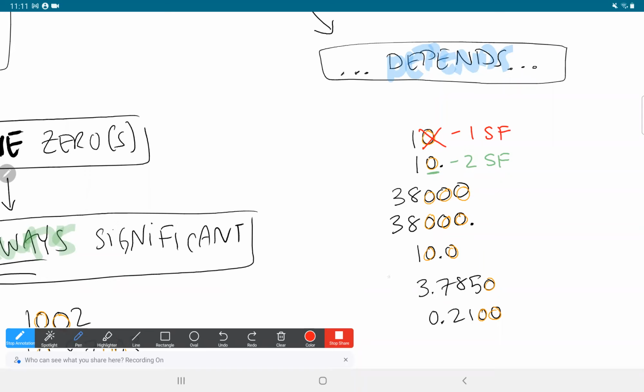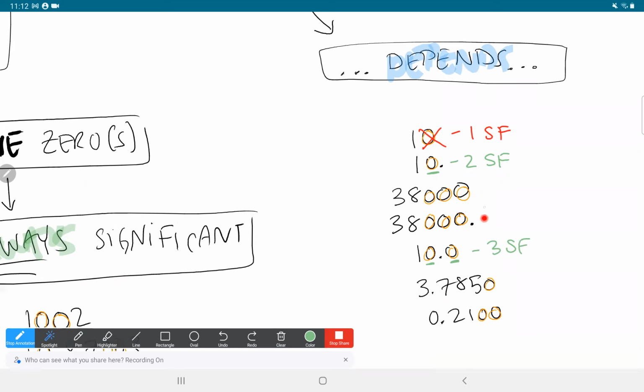What about our third example down here? What about our 10.0? 10.0, again, because we put that decimal place there, both of these zeros matter. I know it is exactly 10.0. So this example has a total of 3 significant figures.